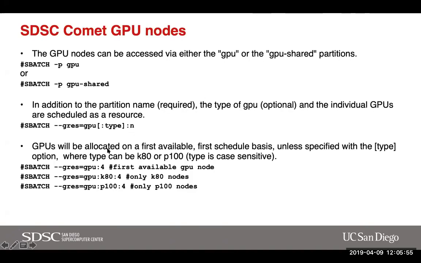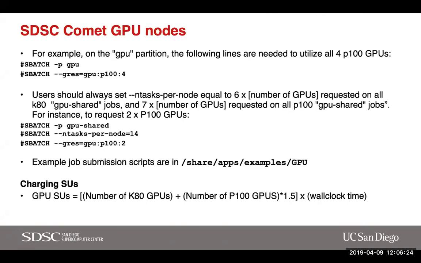The GPUs will be allocated on a first available, first scheduled basis, unless you specify it with a type option. So if you don't say which type you're using, for instance, here gres=gpu:4, you will get the first available GPU node, and that can be either a K80 or a P100 node. If you want to make sure that you get a K80 node, or if you want to have a P100 node, you have to tell the sbatch command. In this example you would request 4 GPUs: the GPU partition and 4 P100 GPUs.